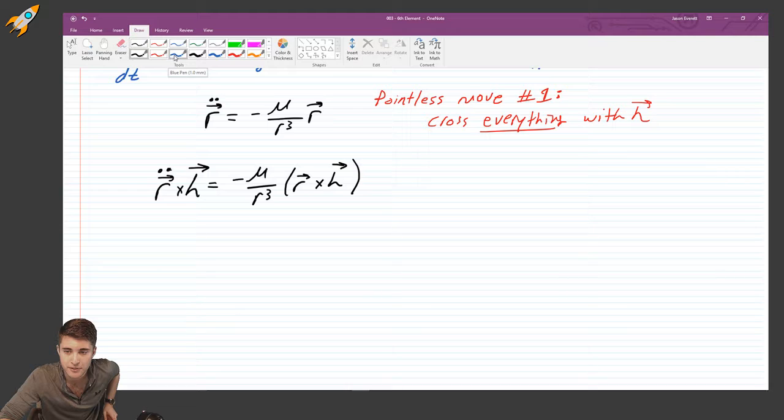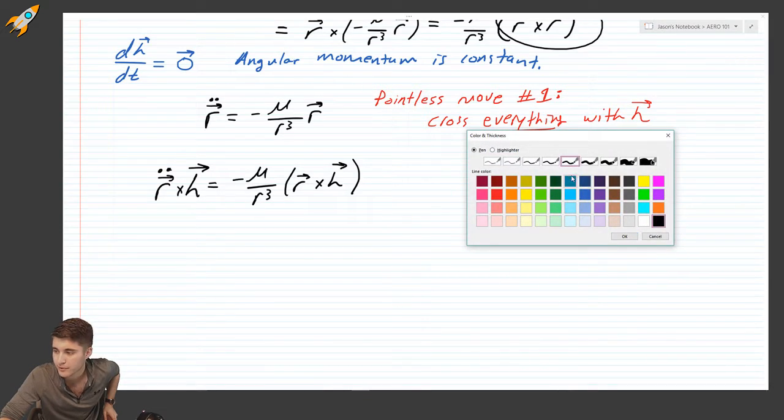How do I want to denote this? Probably would want to denote it with a new color and a new thickness, huh? New color.